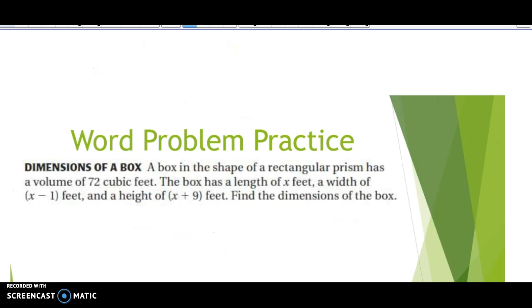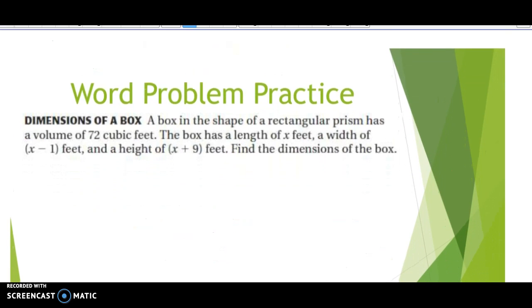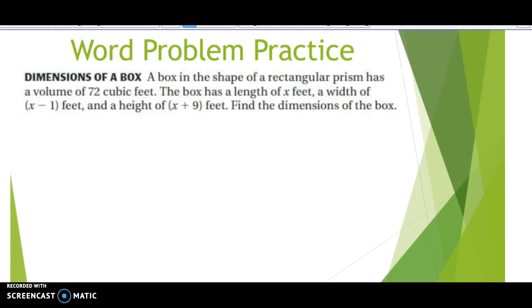And last but not least, we have word problem practice. Dimensions of a box. A box in the shape of a rectangular prism has a volume of 72 cubic feet. The box has a length of x feet, a width of x minus 1 feet, and a height of x plus 9 feet. Find the dimensions of the box.